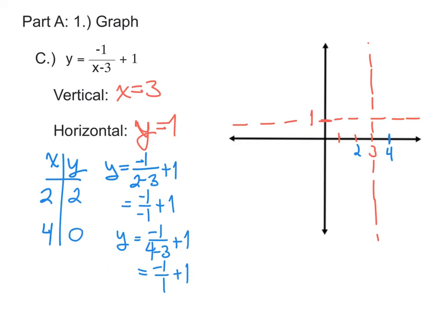Plotting both of those points, (2, 2) and (4, 0), I know which quadrants the branches of my hyperbola are going to be in. So let's draw them by getting closer to each asymptote. And that's how you should draw the graph of the reciprocal functions.